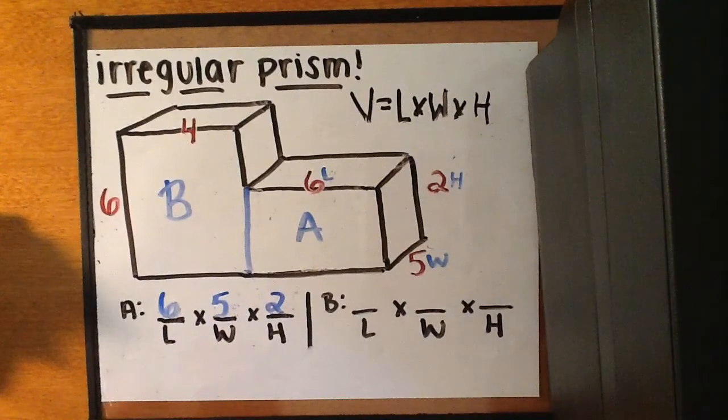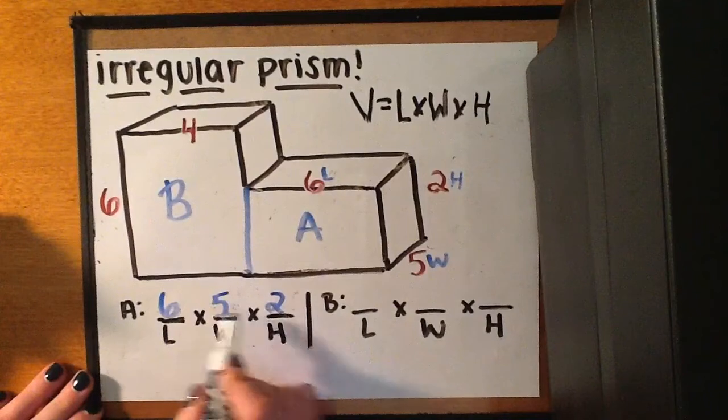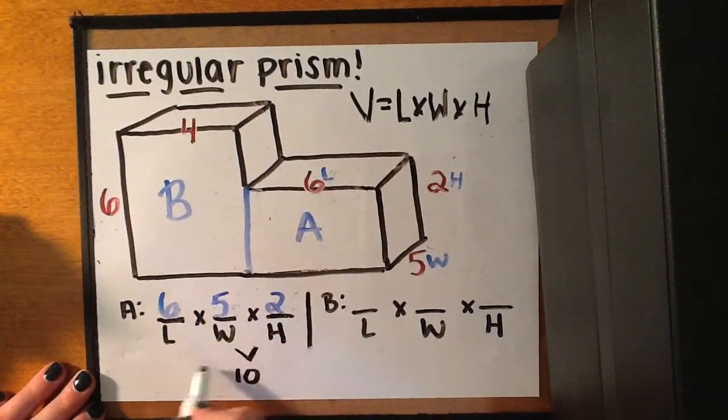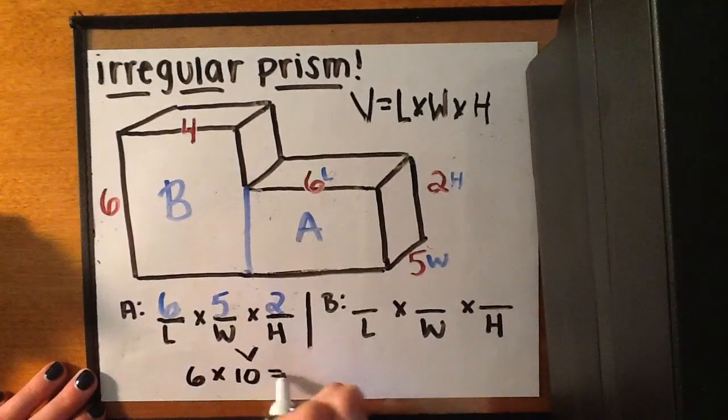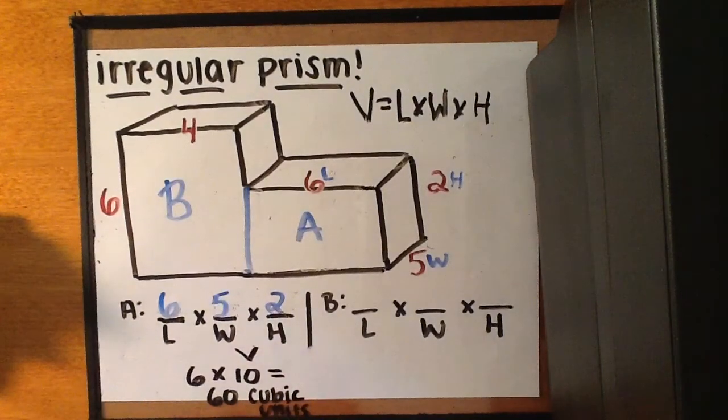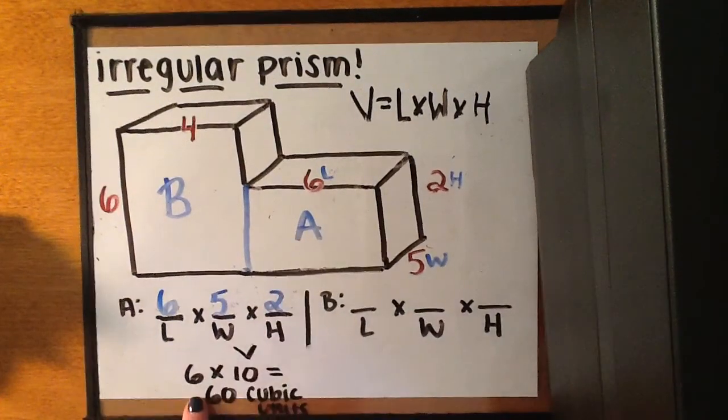And all I have to do is just multiply those together. So I'm going to start with 5 times 2. That's a little bit easier for me. And that's 10. So now I just have to do 6 times 10. And that's 60 cubic units. So I know the volume of A is 60 cubic units.